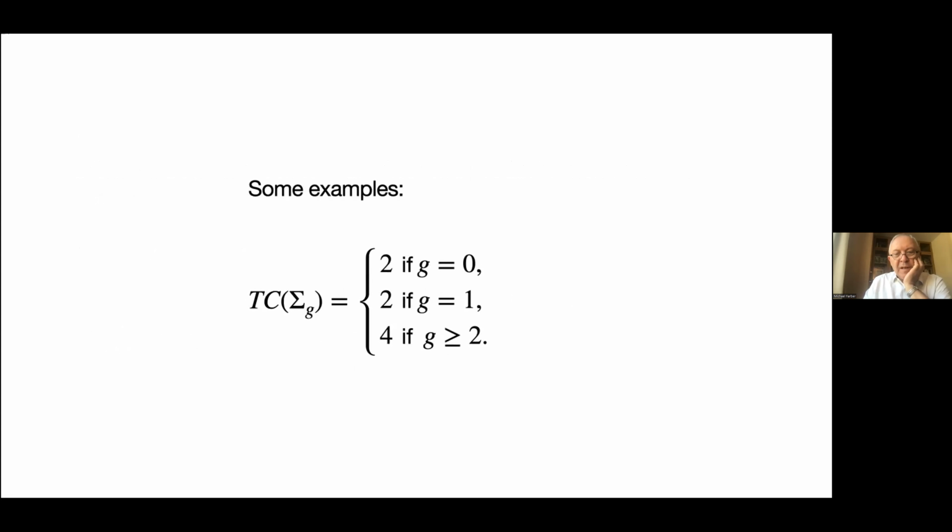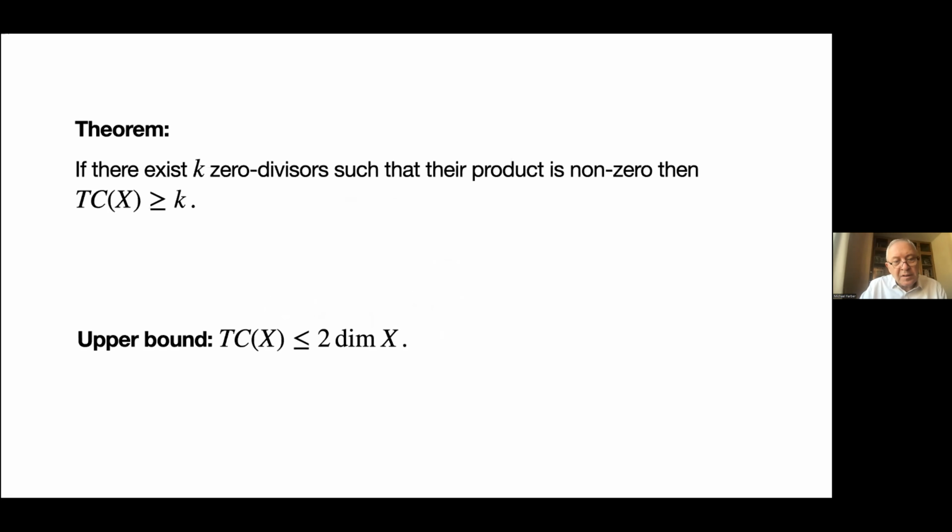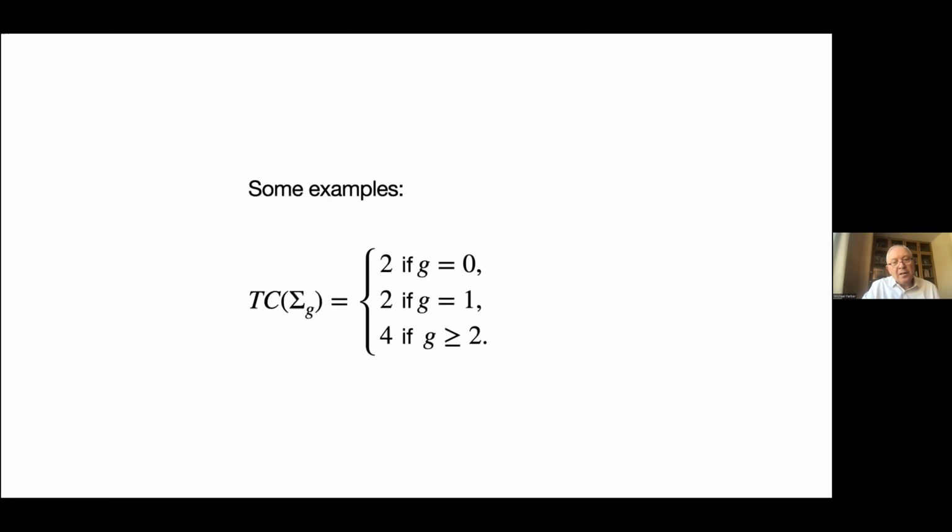Okay, so here are some examples for surfaces of different genus. If genus is 0, it is a sphere, so TC equals 2. If g equals 1, so it's a torus, TC equals 2 again. But if g equals 2 and higher, then topological complexity equals 4. And we see that it is actually twice the dimension. So actually we will see that generically TC of X is twice the dimension, but there are many situations when it is not, when it is smaller.